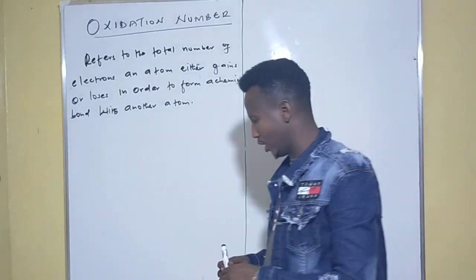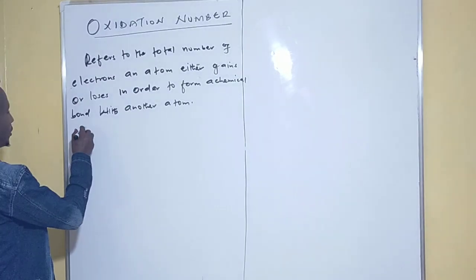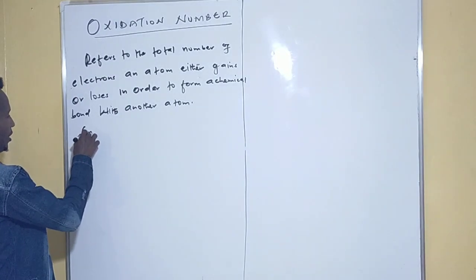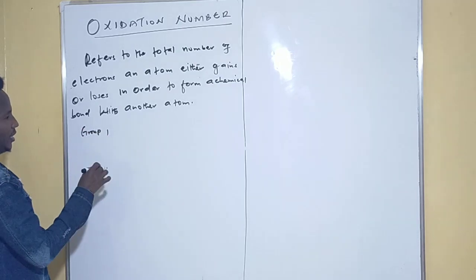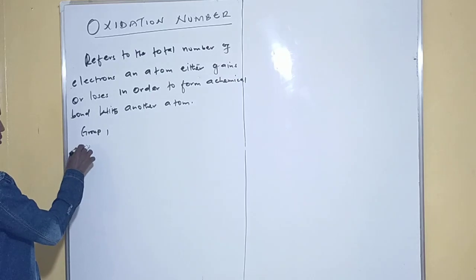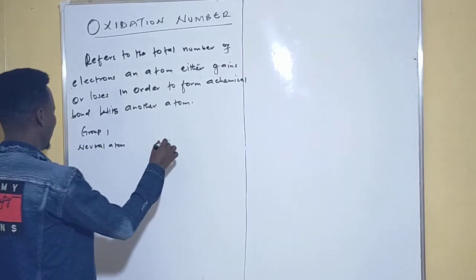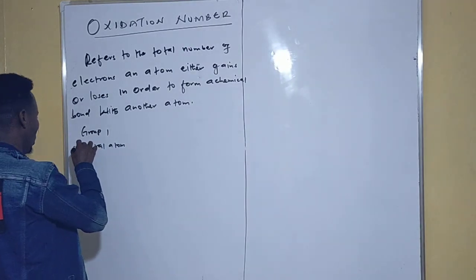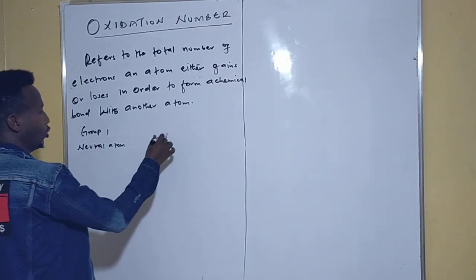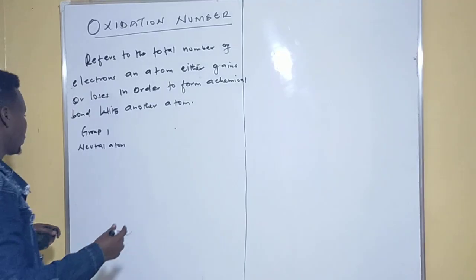Okay, for your information, we will start with group one. So group one, then we are going to say a neutral atom. Neutral atom of group one, and what you normally call an ion form of group one, when they are in ionic form, okay?